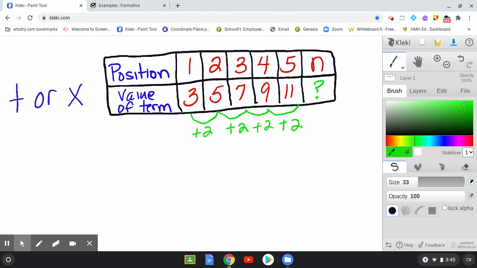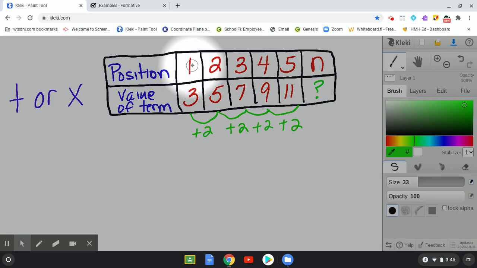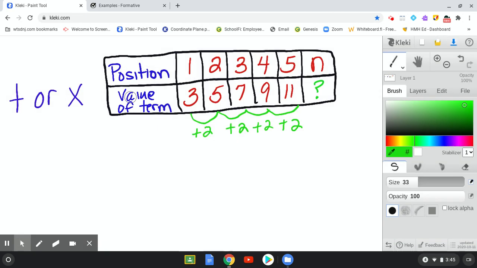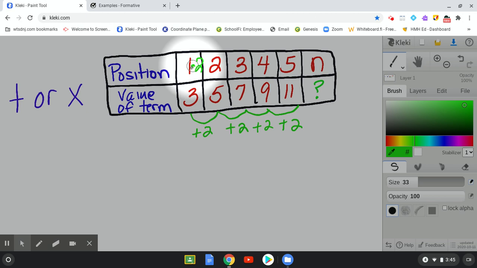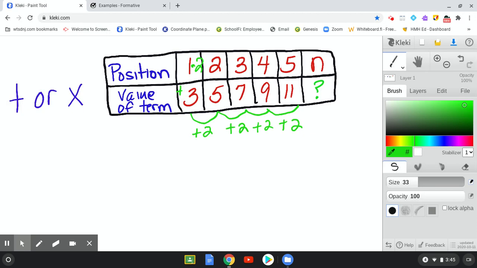Pay attention. I'm going to take my position number, they're calling it, so that's where my variable eventually is going to be. I'm taking that, and I'm not adding the 2. I'm going to multiply by 2. So now 1 times 2, well, that gives me 2. It doesn't give me 3 though. Well, how do I get from 2 to 3? I have to add 1 to get to 3.